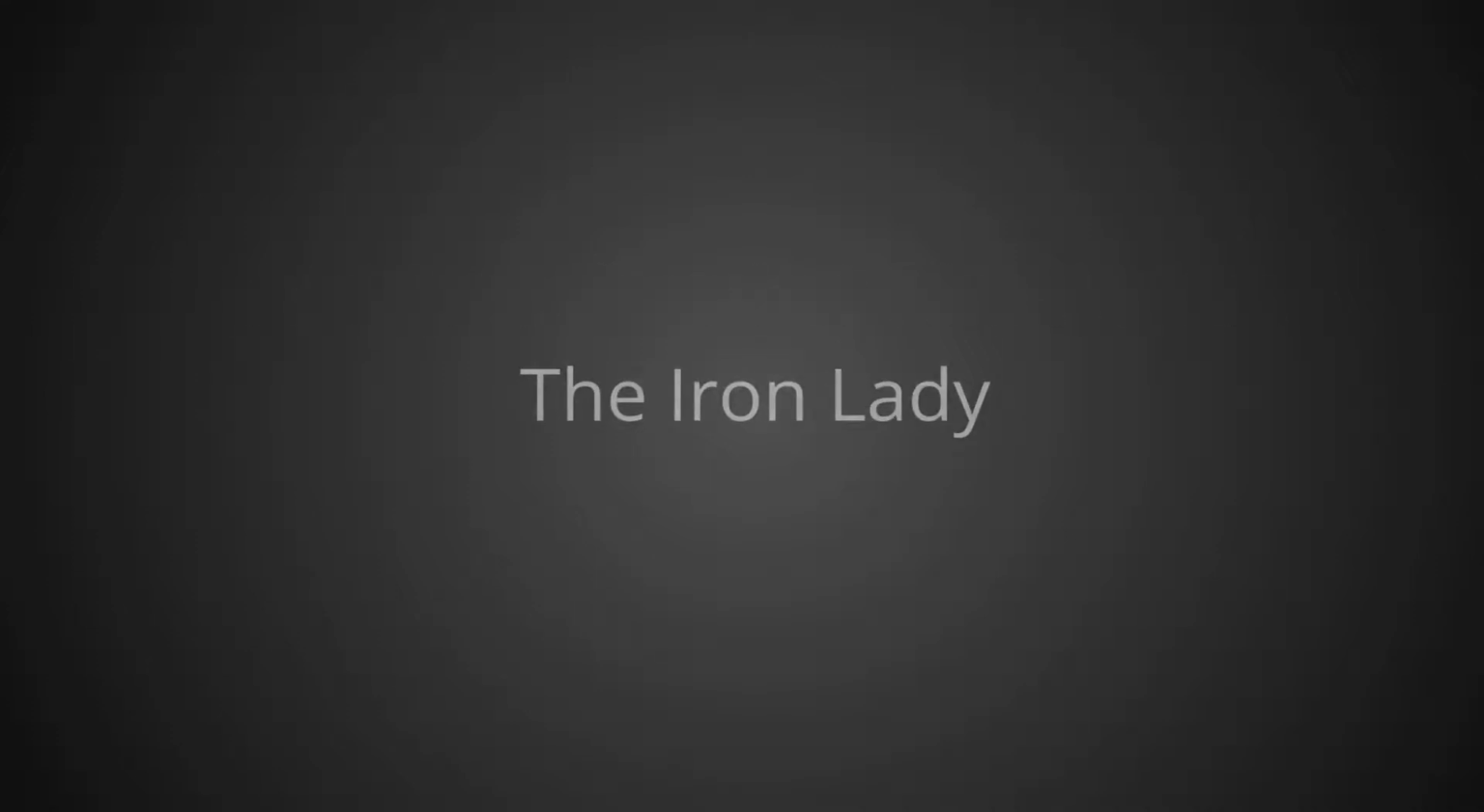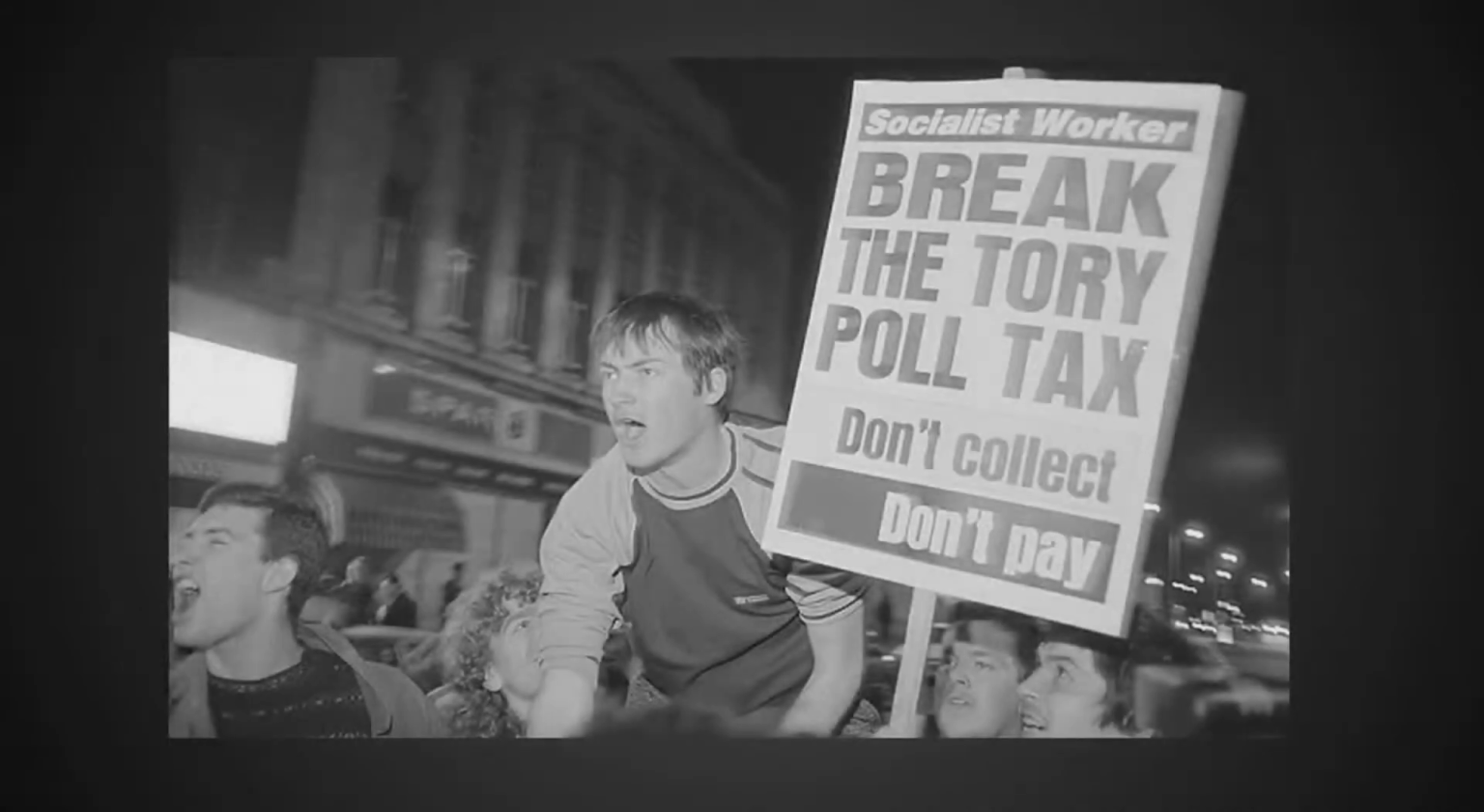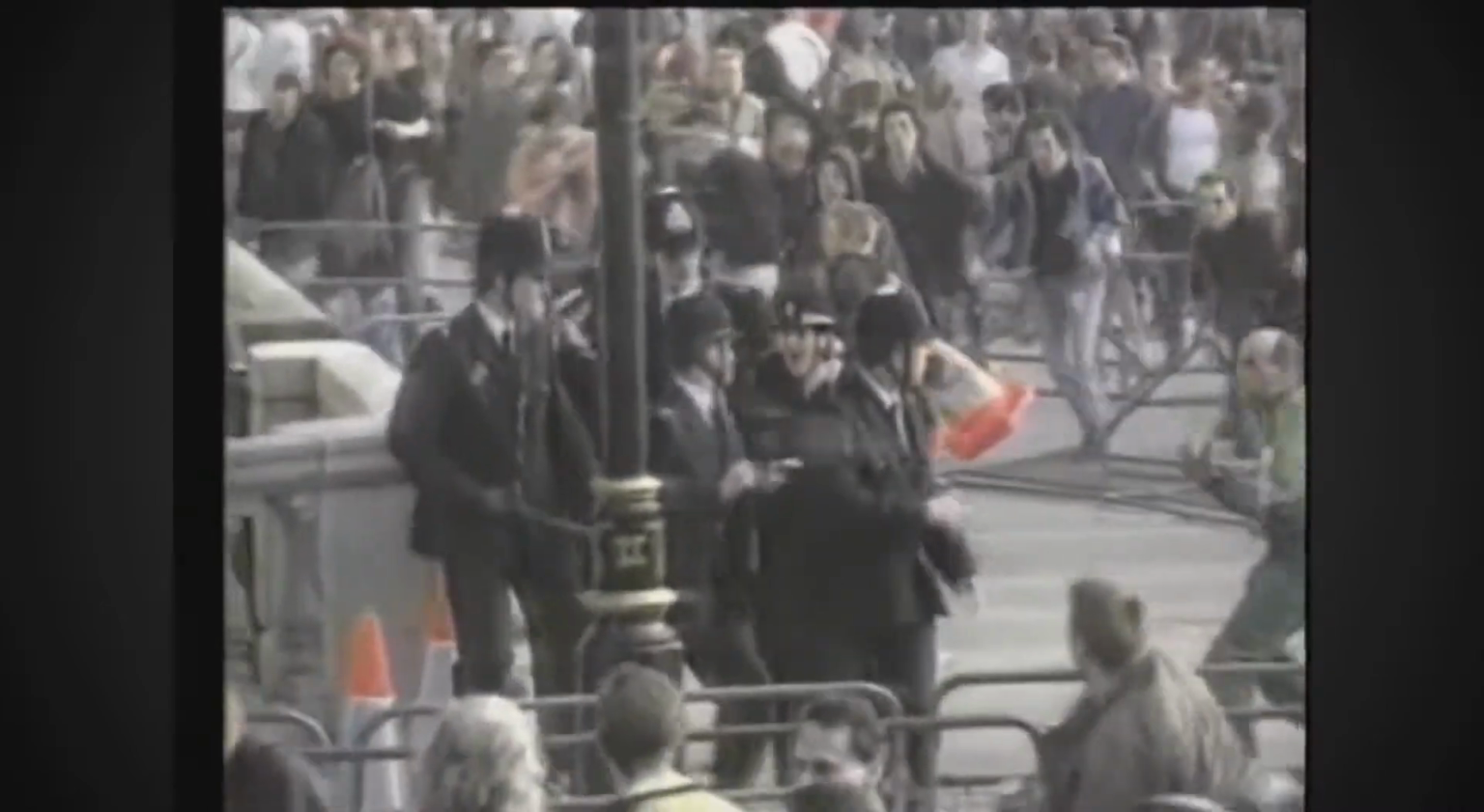The main thing she is known for is the vastly unpopular poll tax, which means that all adults pay a set amount of tax regardless of their income. Obviously, people with low income weren't too happy about this. The result of this was the poll tax riots. On the 31st of March 1990, people took to the streets of London to protest against the poll tax, with the main point of interest being Trafalgar Square.